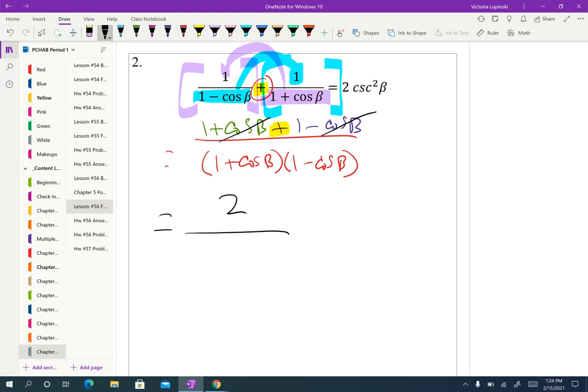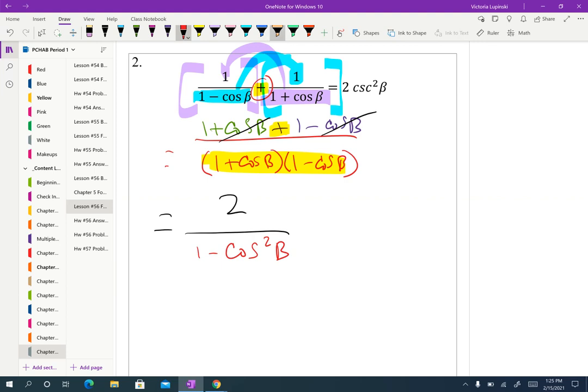Then in the denominator, remember my tips in the past, if you have a common denominator that is a pair of conjugates or the difference of squares, then 99.9% of the time you are going to want to multiply those out. So if you multiply that pair of conjugates, it's first and last, which would be 1 minus cosine squared of beta.